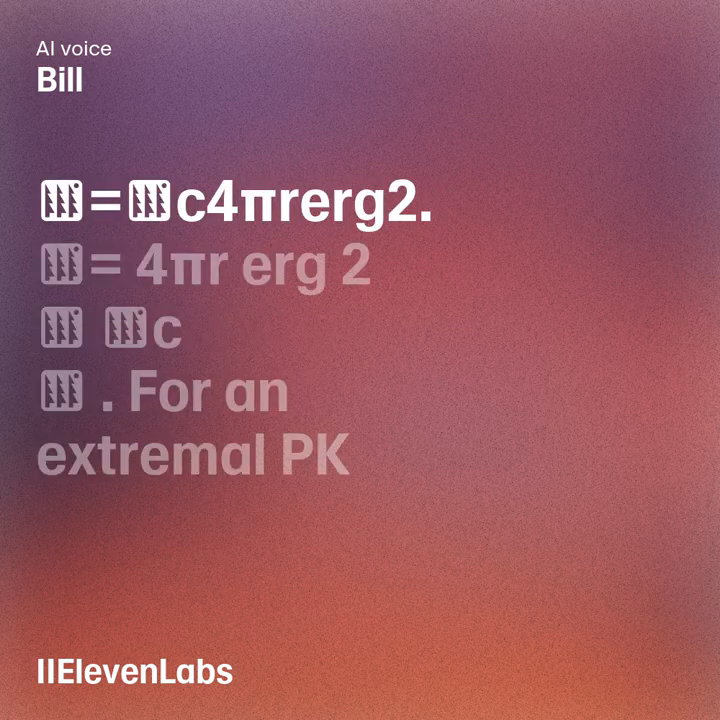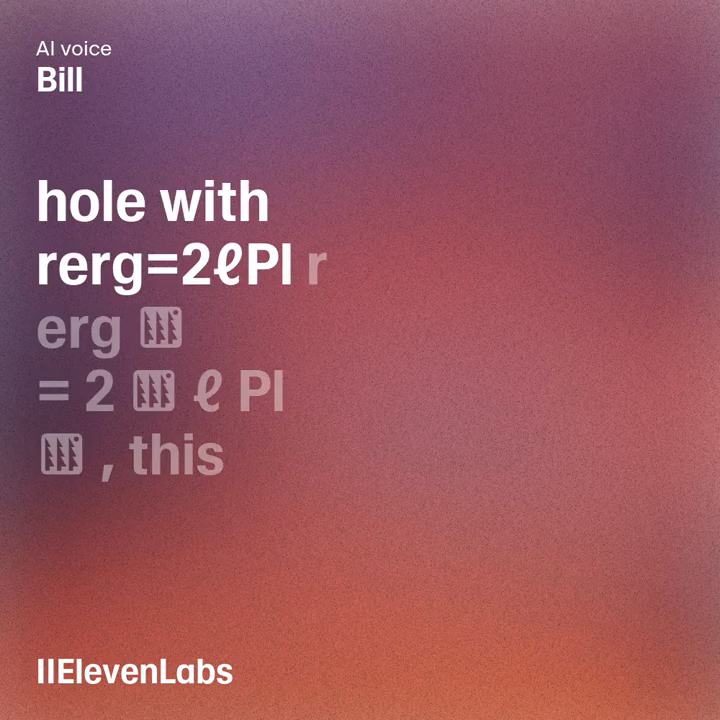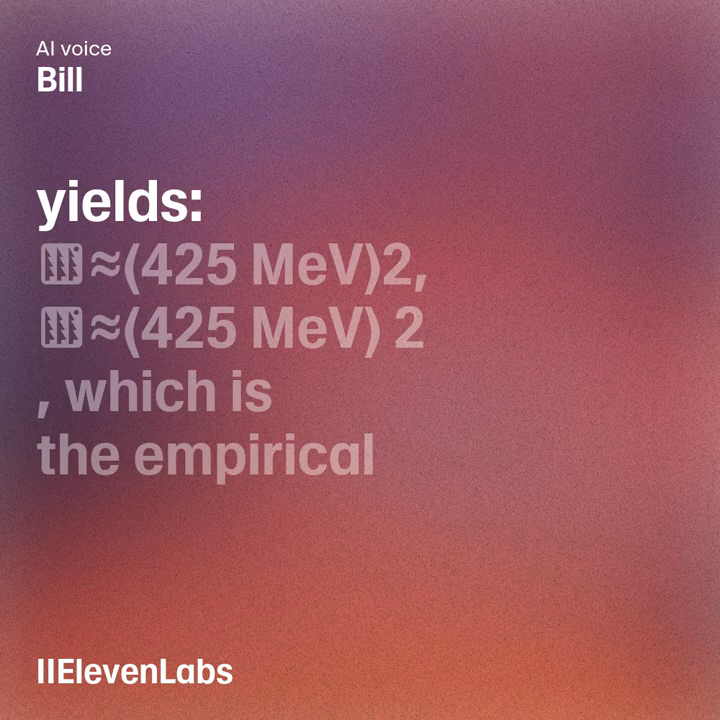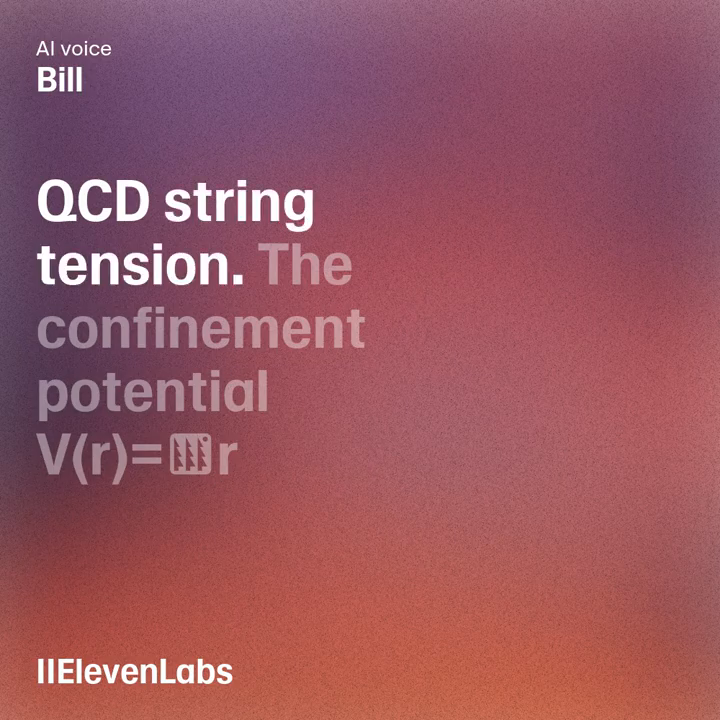The string tension is σ = ħc / (4π r_erg²). For an extremal PK hole with r_erg = 2 L_Pl, this yields σ ≈ (425 MeV)², which is the empirical QCD string tension.